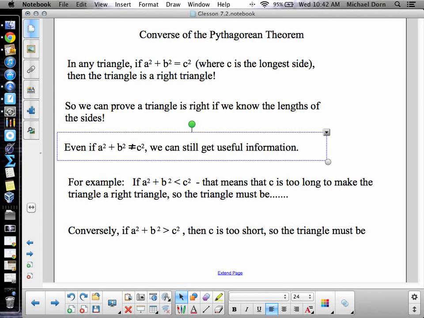If a squared plus b squared doesn't equal c squared, we still get useful information. In fact, we can find out if the triangle is obtuse or if it's acute.